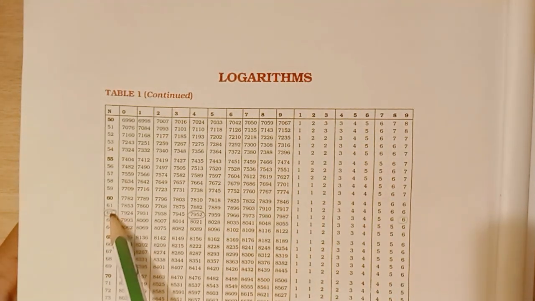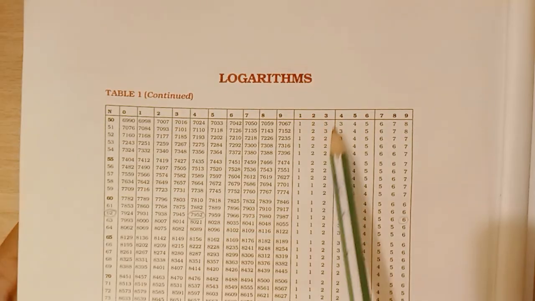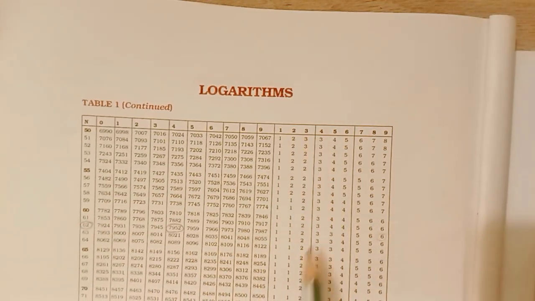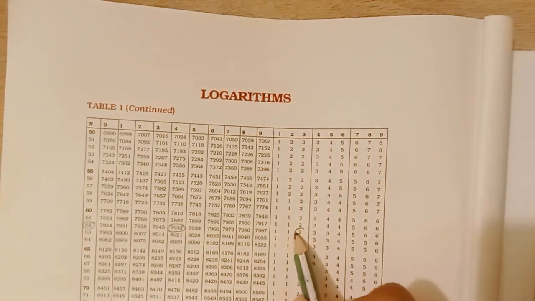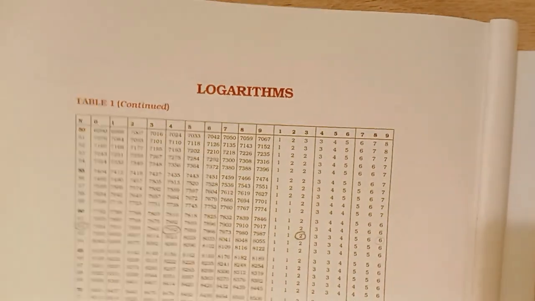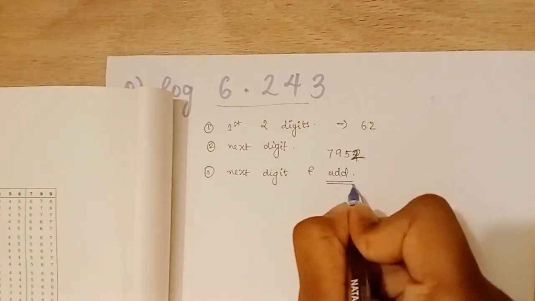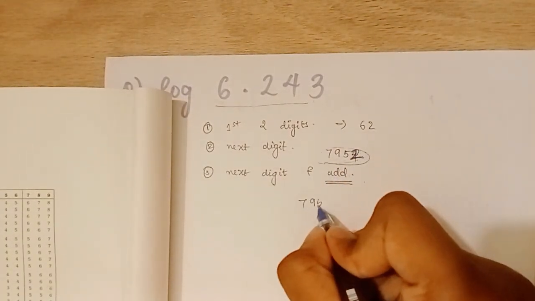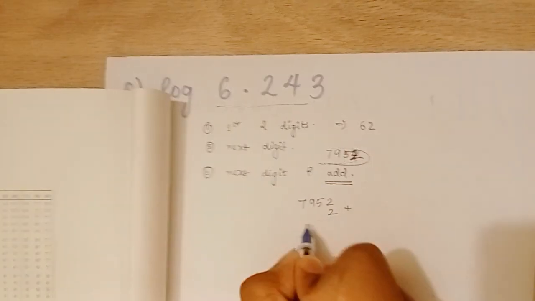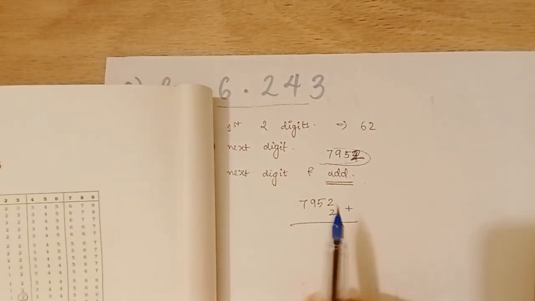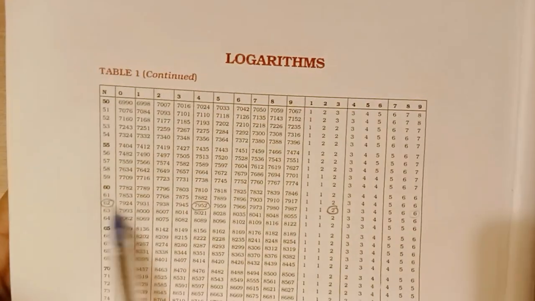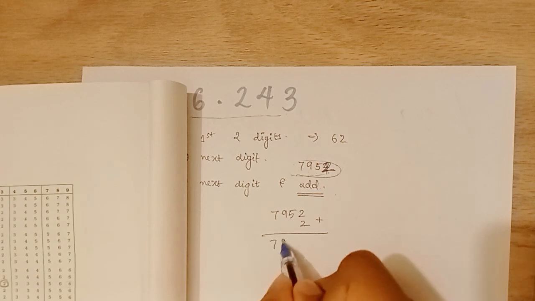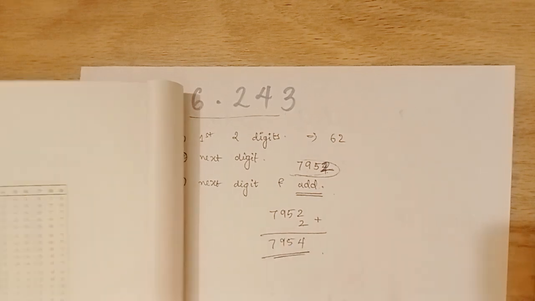Okay. So go from 62 to the third column, right? Because the number is 3. So 62 all the way to 3. And that is 2. So the number we got is 2. And what did they say? Add. So take this value, that is 7952, and add 2. Where did I get this 2 from? When you look at the third column from 62, the value is 2. So that is 7954. This is the value that we got.